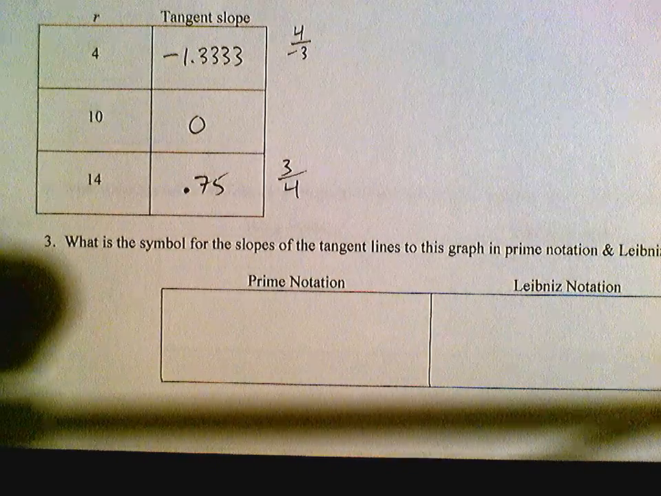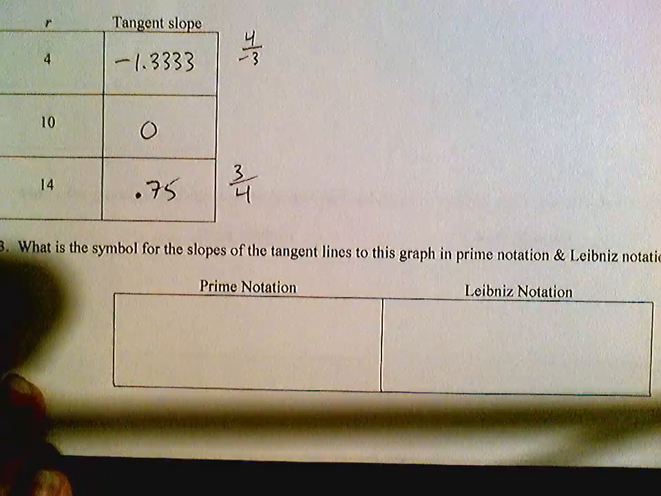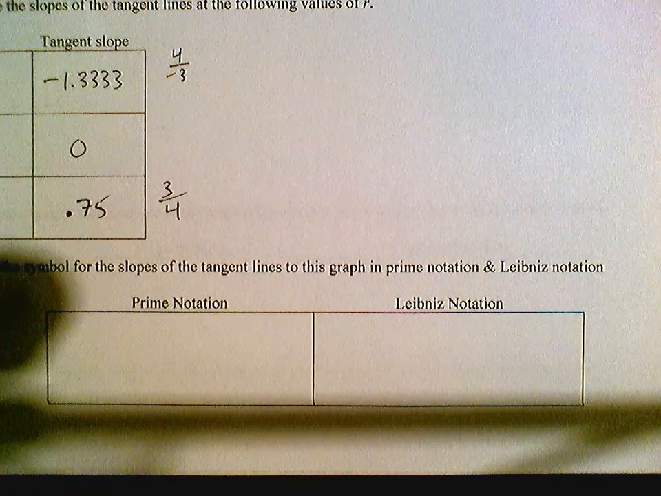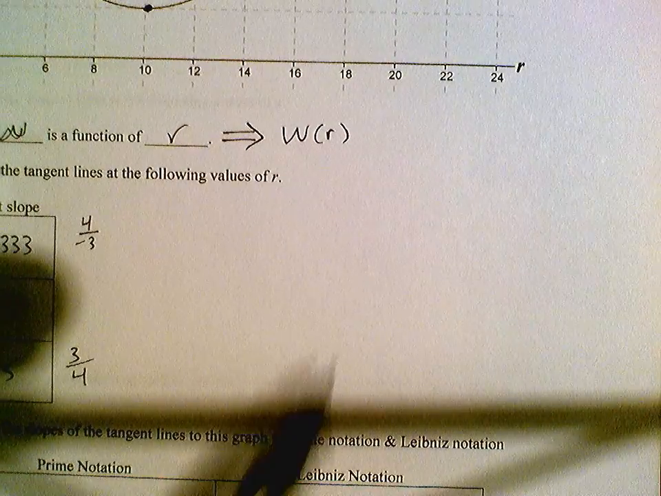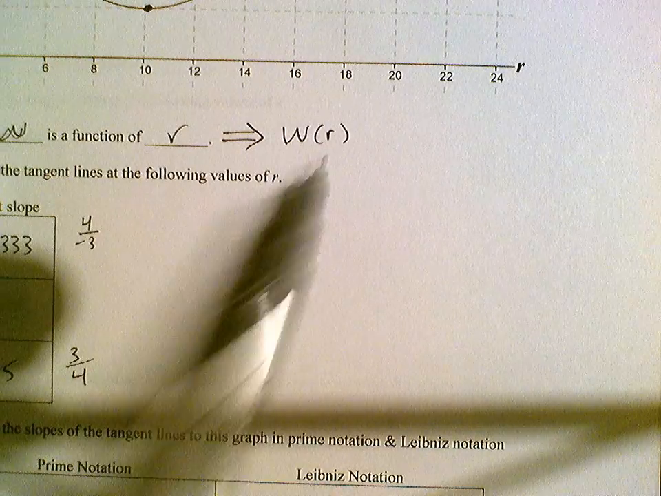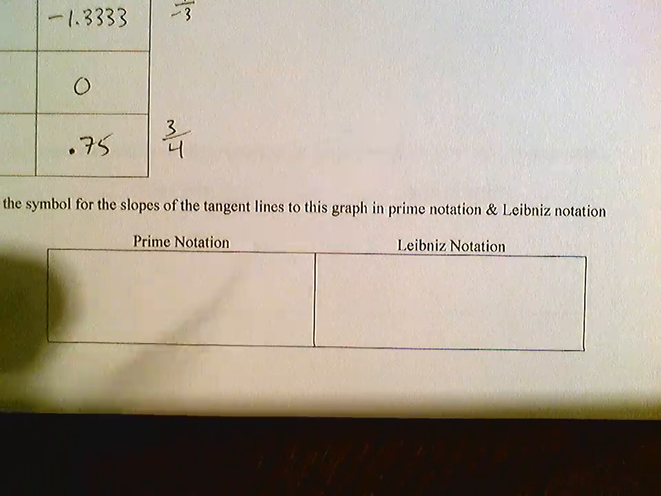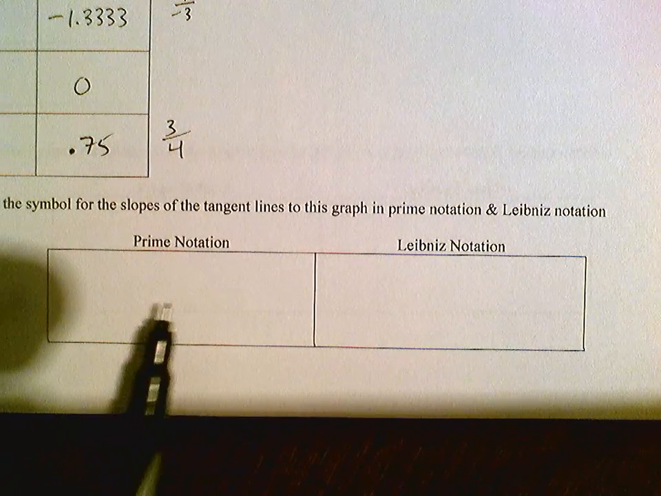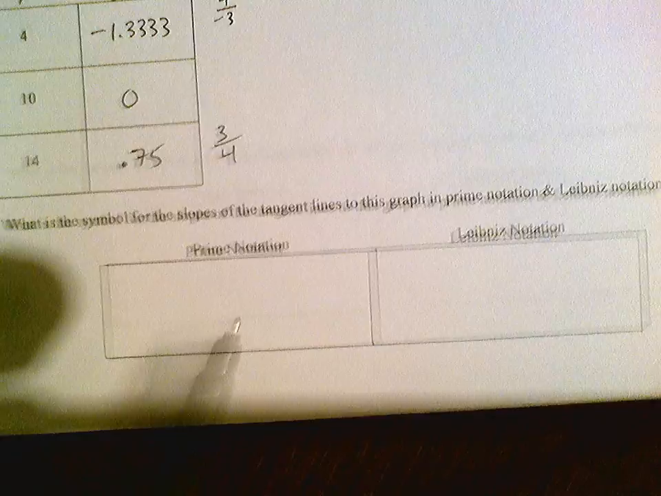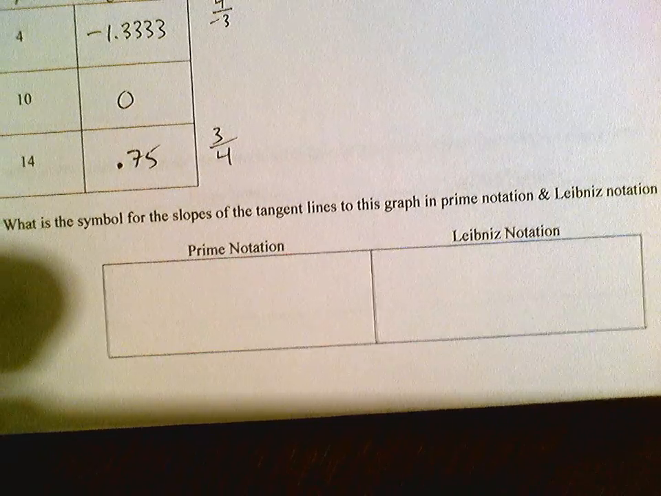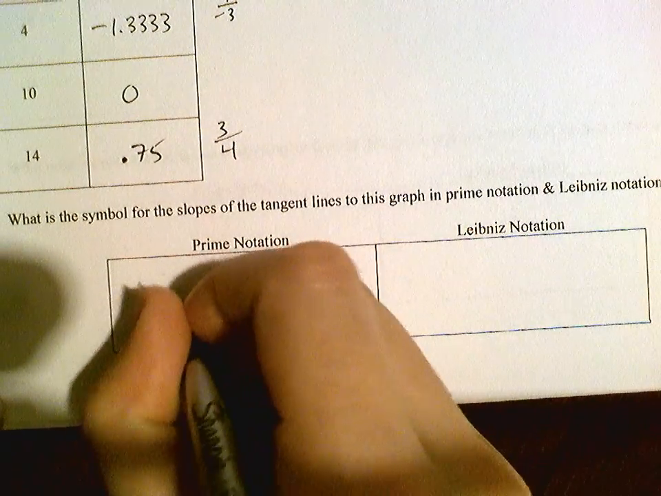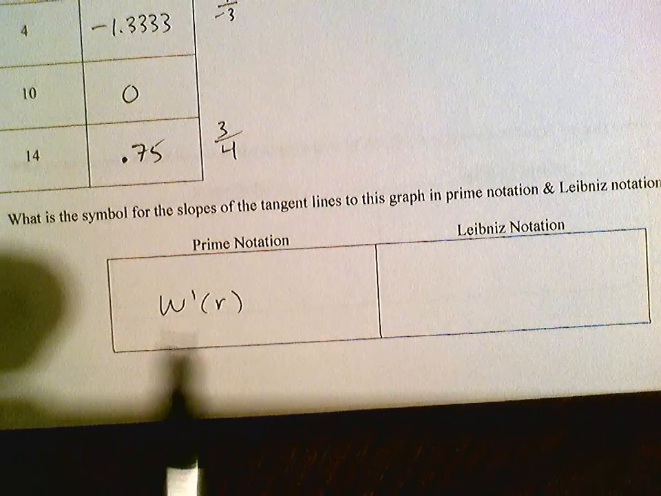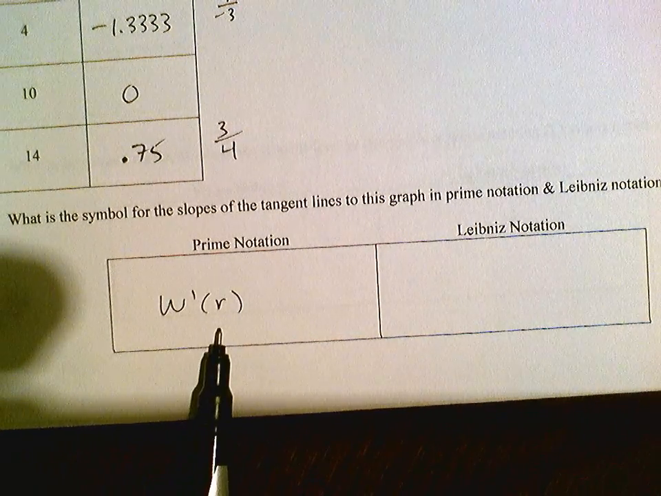So number 3, what is the symbol for the slopes of the tangent lines to this graph in prime notation and Leibniz notation? All right, well, the name of this function is W of R. I just talked about that. So if we wanted to use prime notation for the slopes of the tangent lines, it would go W prime of R. Okay, so this here would represent the slope of the tangent line at any given point R.